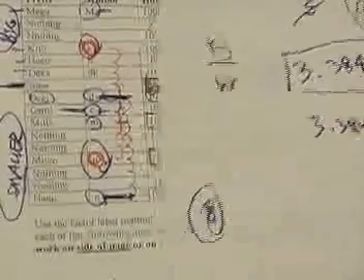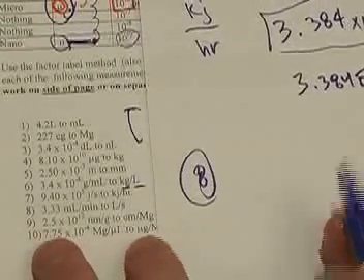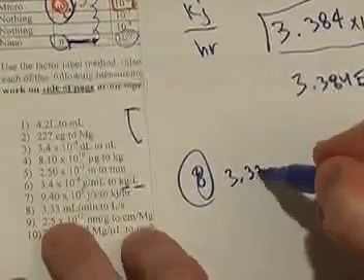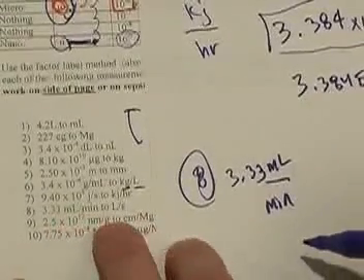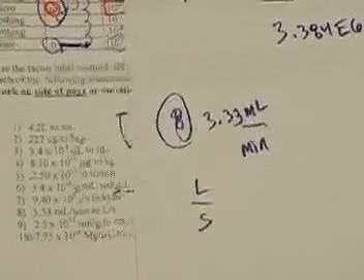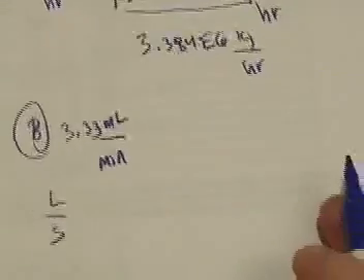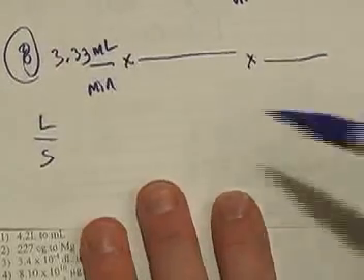Okay, now number 8. It says 3.33 milliliters per minute, and then it says we're going to go to liters per second, okay? So first thing you do is put a multiply sign and put a line, and then you're going to have to convert 2 units, so put a multiply sign and 2 lines.